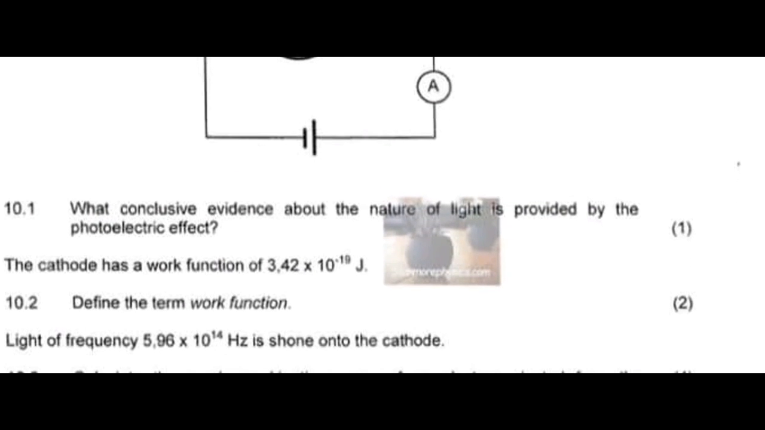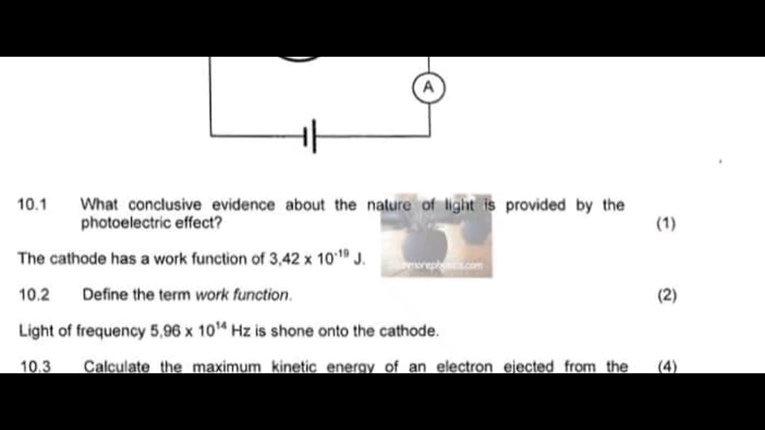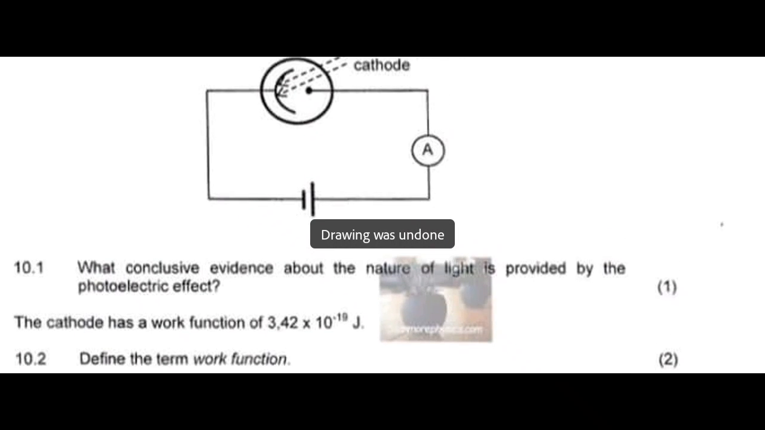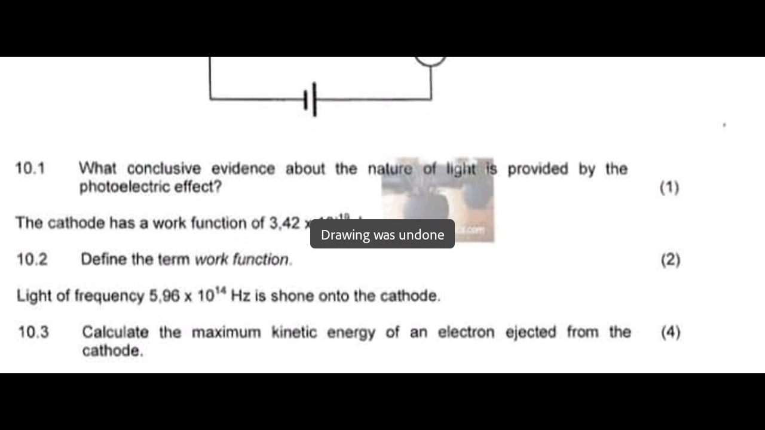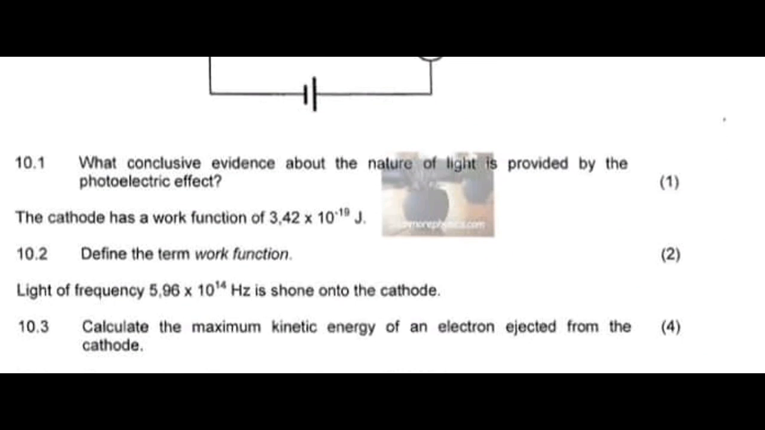Now they gave you the work function of the cathode, right? They gave you the work function of this particular metal. It's 3.42 times 10 to the power of negative 19. So that is the work function of this metal. Now they say define the term work function. So it's quite easy, right?